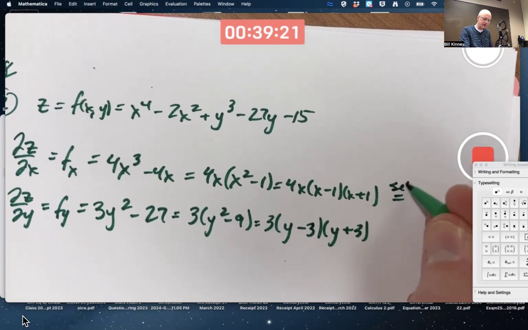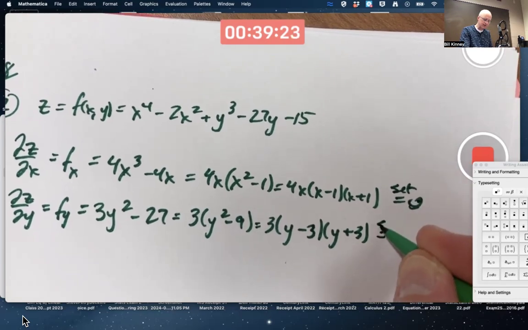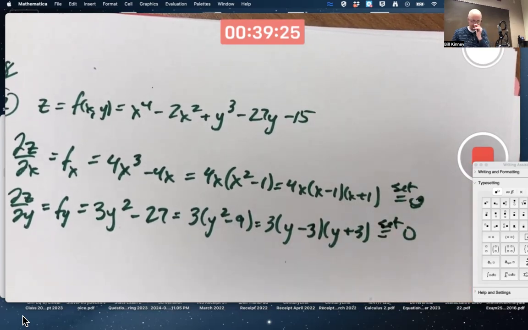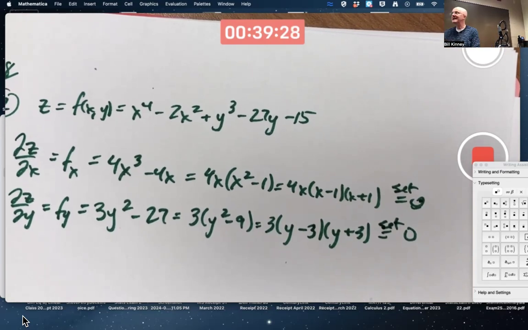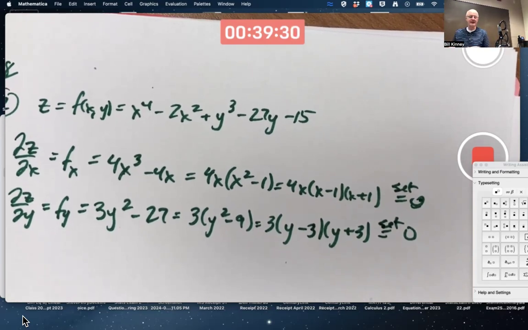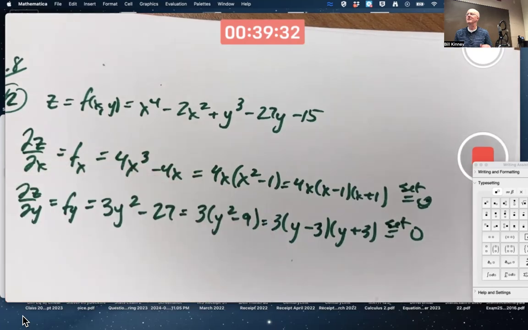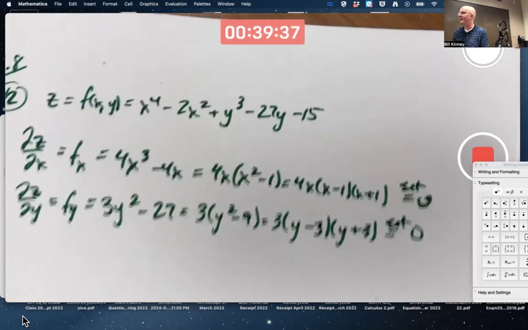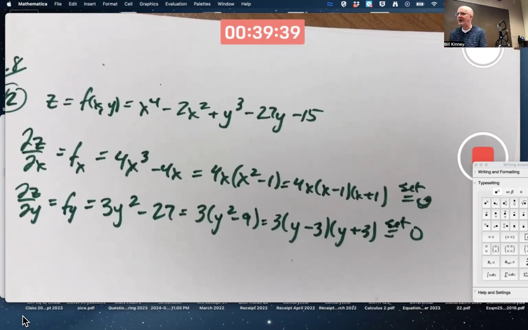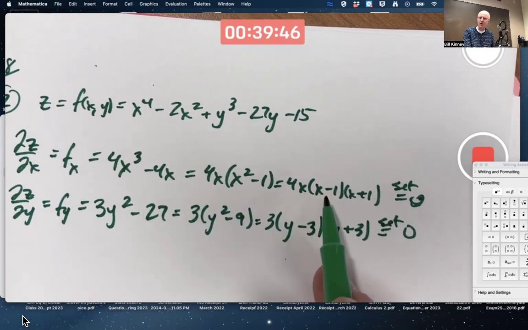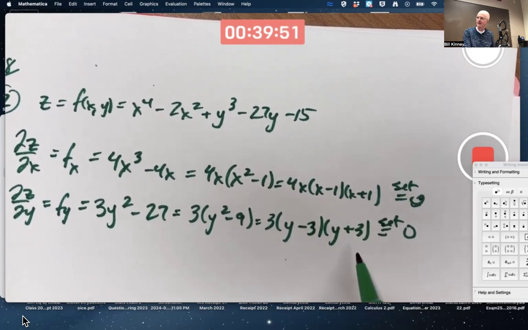Set these both equal to 0 and solve the resulting system of equations. As I just said a minute ago, in general, it's possible both equations could involve both x and y. It could be a nonlinear system of equations to solve for x and y that could be pretty challenging to solve. But in this case, it's not too bad. You see that here, x is 0 or 1 or negative 1. And here, y is 3 or negative 3. That actually results in 6 critical points.